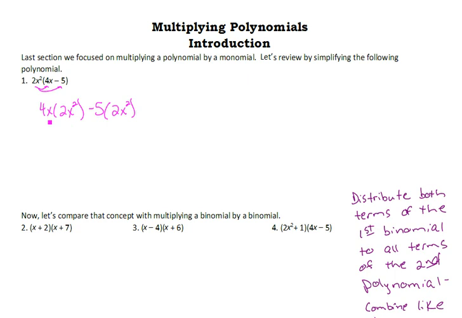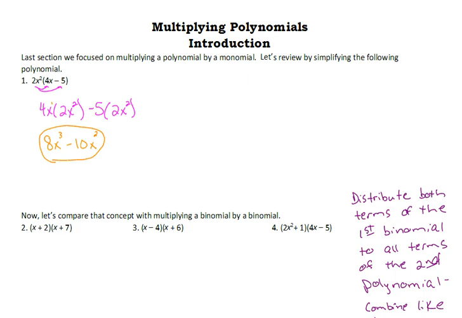If students are very comfortable with multiplying exponents together, they can see visually up here, I'm multiplying a 4 and a 2 to get an 8. I am multiplying an x to the first and an x squared. Adding those two exponents together, I get x to the third. Negative 5 times 2 is a negative 10. And then we just have an x squared. Okay, so again, two little mini problems set up in there.